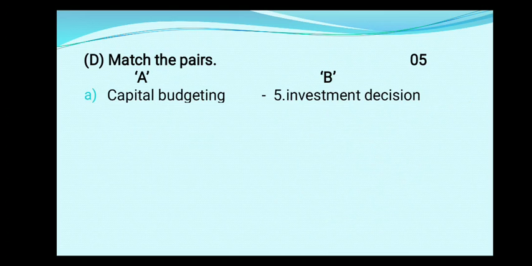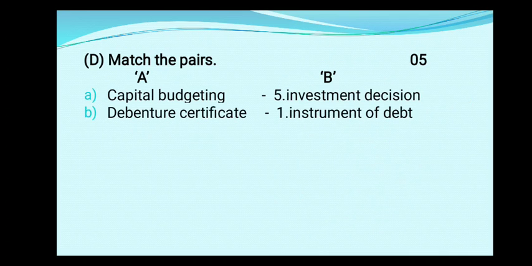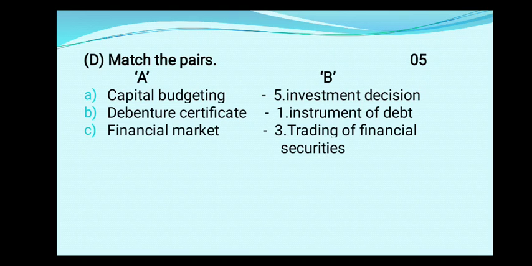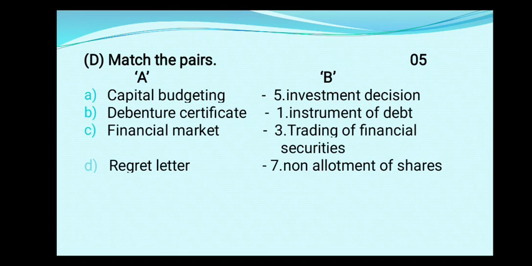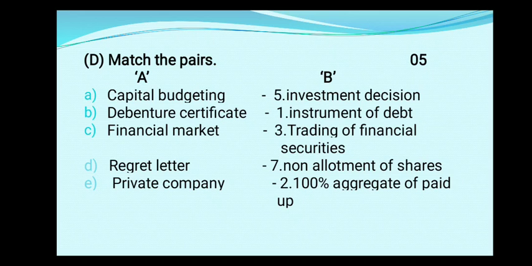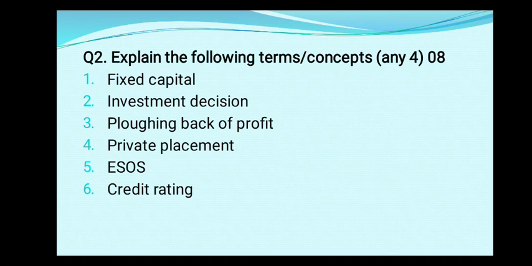Second, debenture certificate, and the answer is instrument of debt. Then financial market, and the answer is trading of financial securities. Next, regret letter, and the answer is non-allotment of shares. Next, private company, and the answer is 100% aggregate of paid up share capital plus free reserve. In question number 1, A is for 5 marks, B for 5 marks, C 5 marks, and D also 5 marks. Total question number 1 is 20 marks.